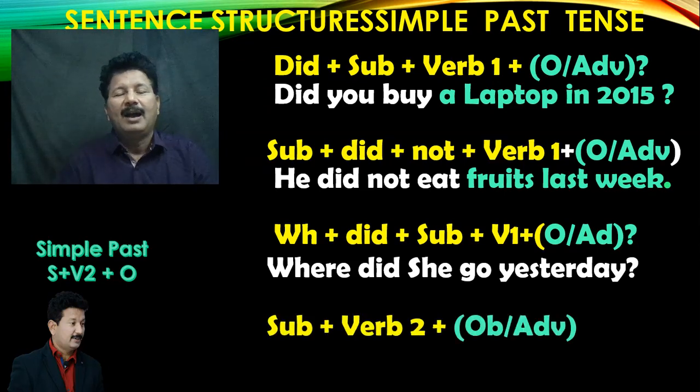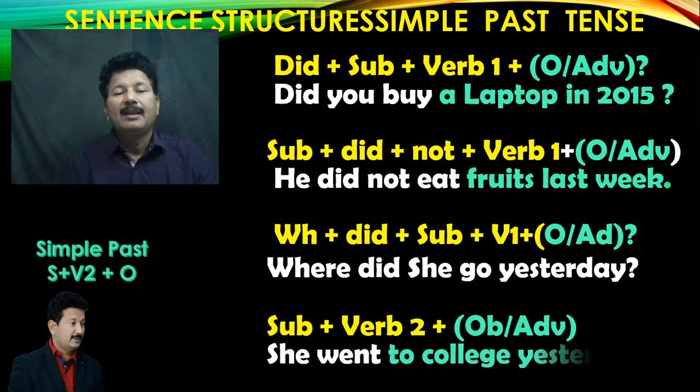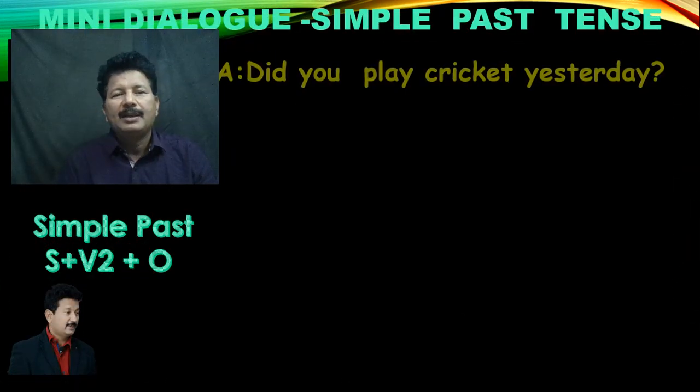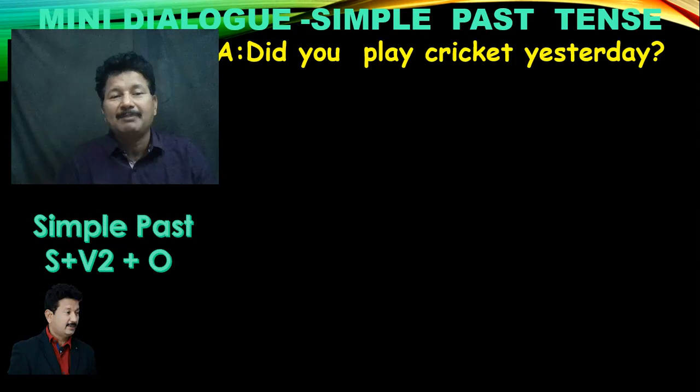Well, and the last one is positive statement. So subject plus V2 plus object. We can say like she went to college yesterday. Right? These are the four types of sentences we usually practice, and we should practice for this simple past tense. Well, now let's play a small mini dialogue based on this.